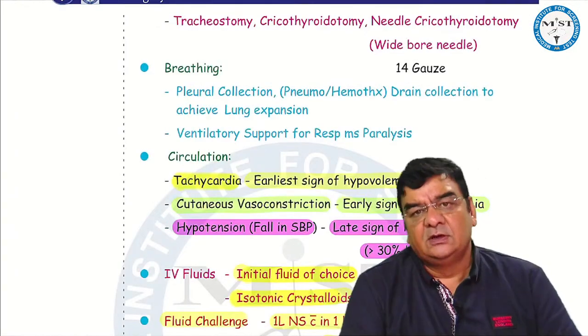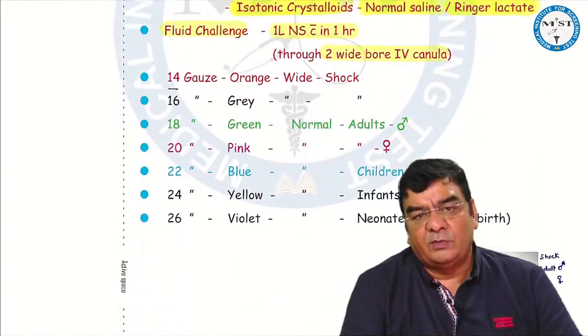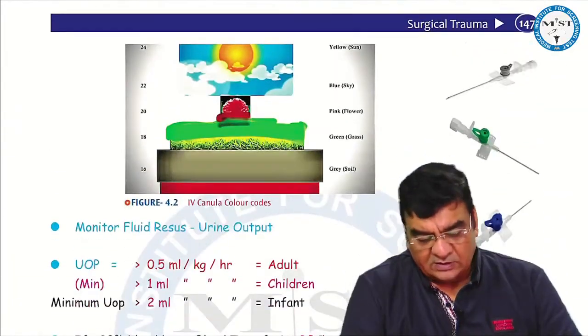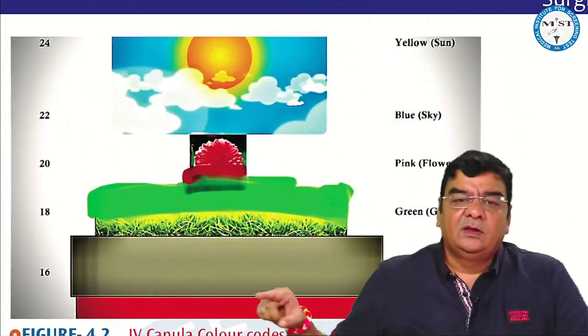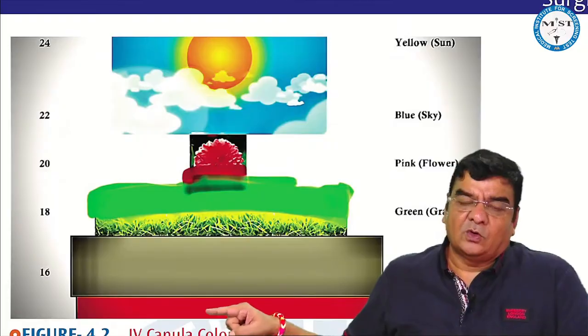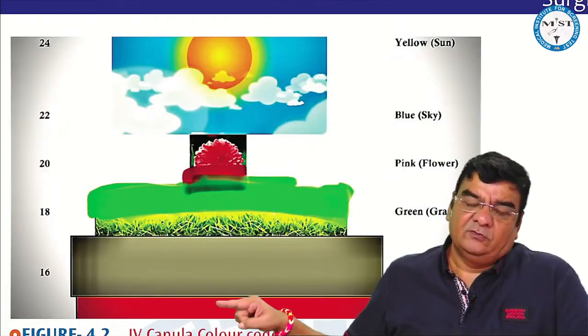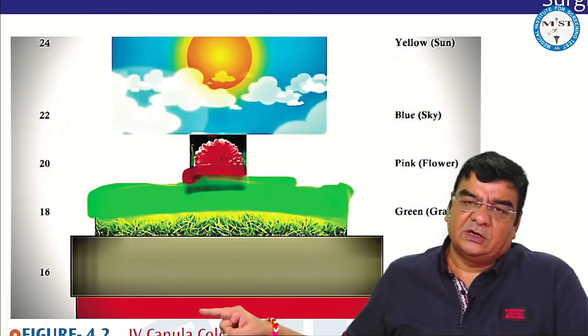And to remember the color coding of the IV cannulas, there is a mnemonic. If we look at the core of the earth, Mother Earth, volcanic eruptions we have seen, orange color.